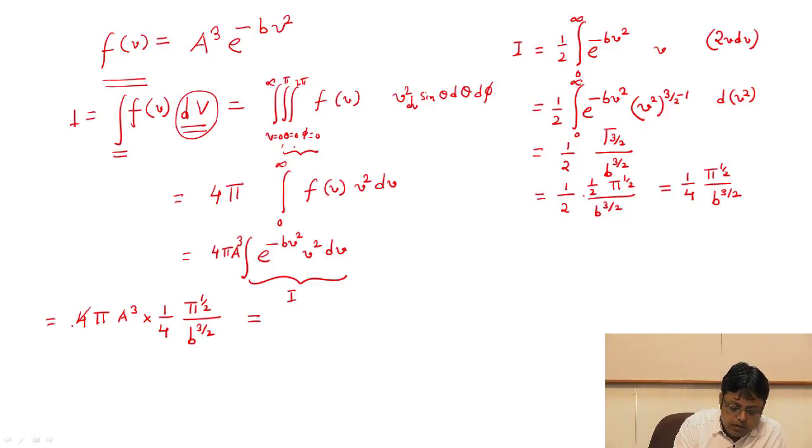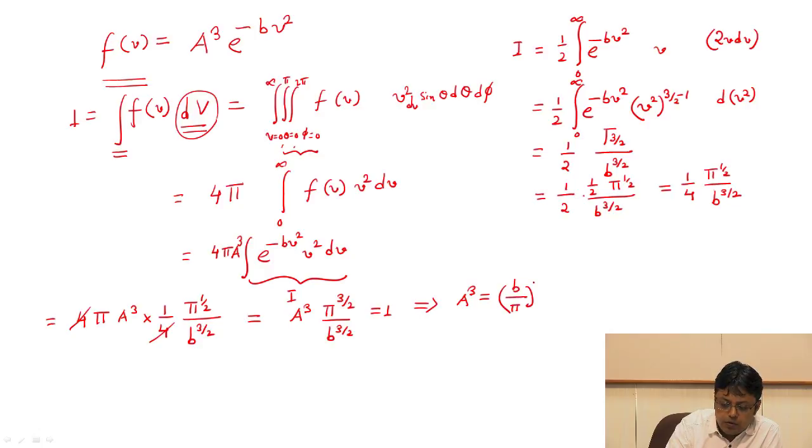And then what we see here, this 4 cancels, and then what I get is nothing but pi to the power 3 by 2, because pi is nothing but pi to the power 2 by 2. So I can write it as a cube into pi to the power 3 by 2 divided by b to the power 3 by 2. That is equal to 1. Or we could actually write, instead of a cube, b by pi to the power 3 by 2. So the distribution function is now slightly better.